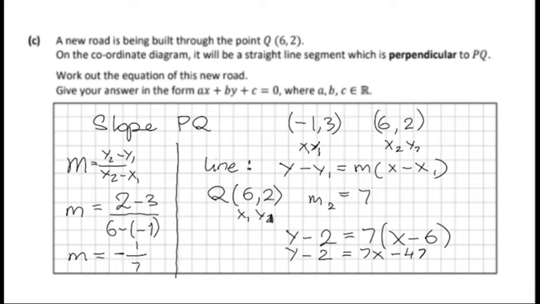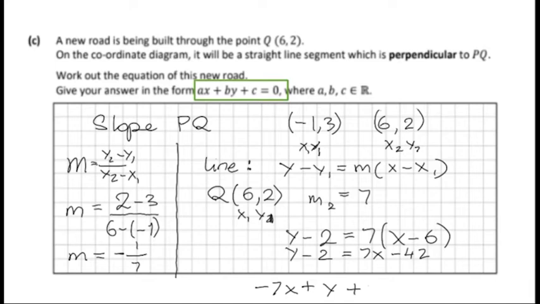Bring everything to one side. As we can see up above, we have this format, and we need to reformat it down here like that. So let's put all that together. We bring the 7x over, and we will get negative 7x plus y. Bring over our minus 42, it'll be a plus then. So we get minus 2 plus 42, which is plus 40.